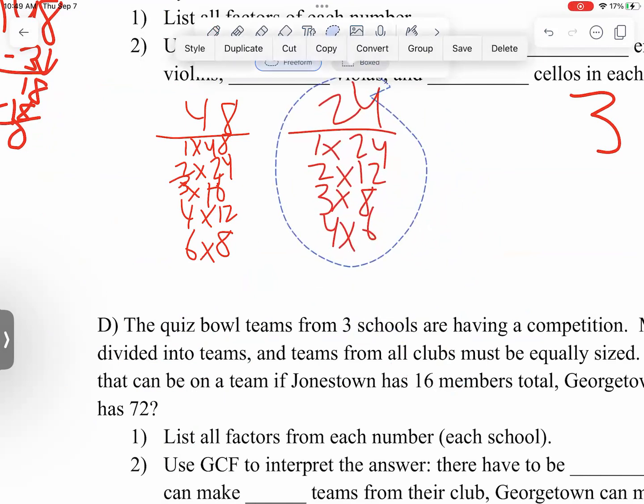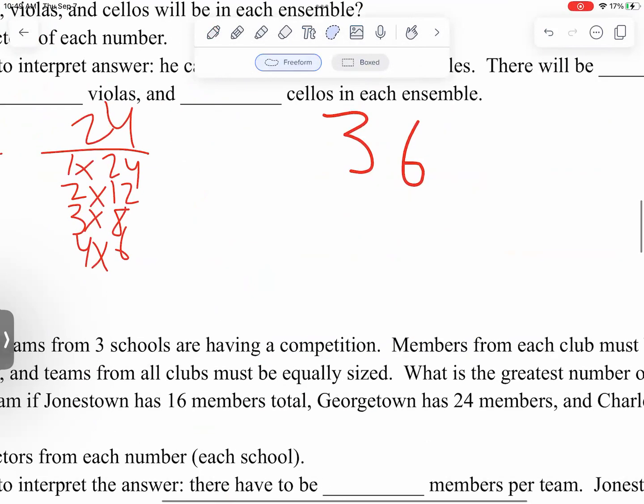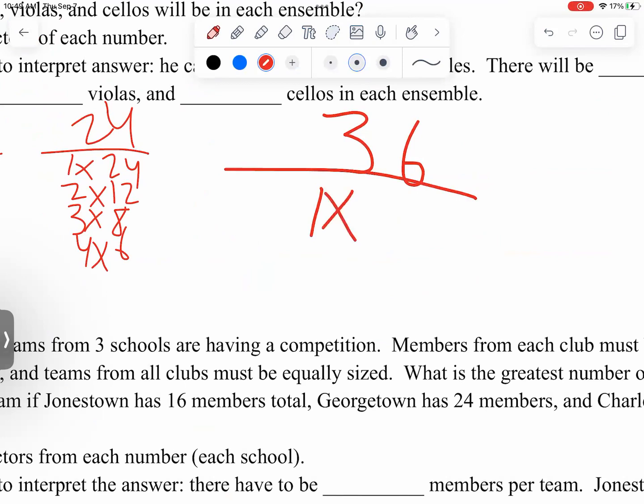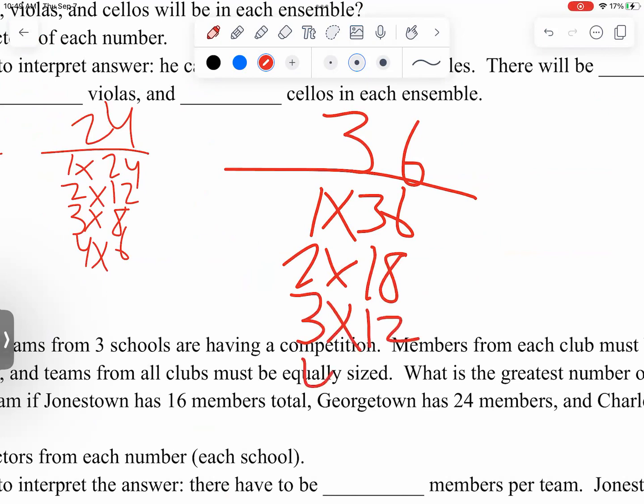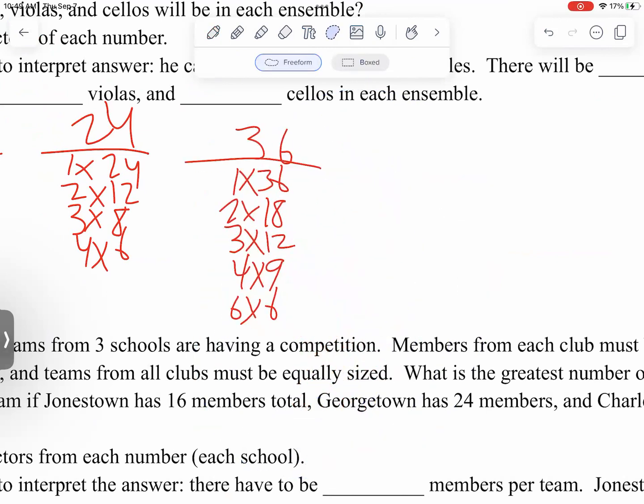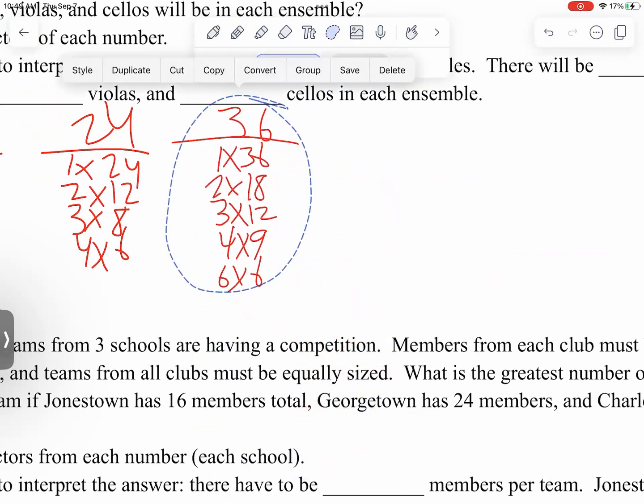So there's our 24. And then for 36, we have 1 times 36, 2 times 18, 3 times 12, 4 times 9, and 6 times 6. All right, so those guys right there.